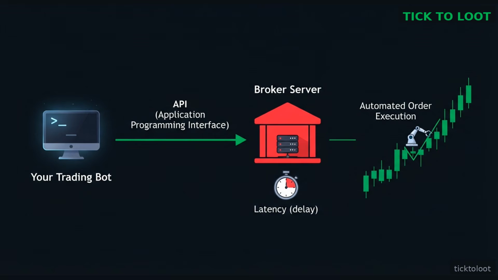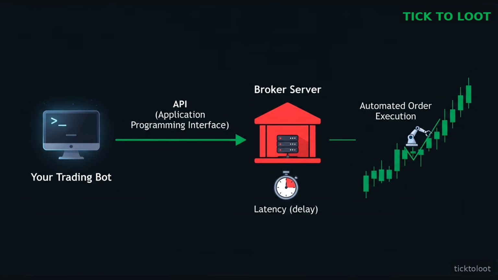Now let's dig into what broker selection actually means for automation. A broker is simply the company that gives you access to the foreign exchange market, like a bridge between your computer and the banks that set the prices. When you run a trading bot, the bot talks to the broker through something called an API, which stands for Application Programming Interface. Think of it as a set of doors and hallways that let your program send and receive messages. If the API doors are narrow or locked, your bot can't move fast enough.